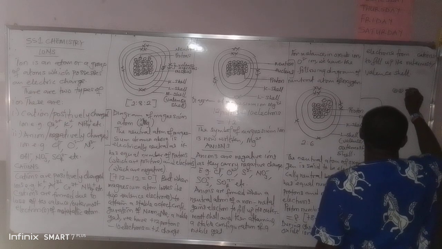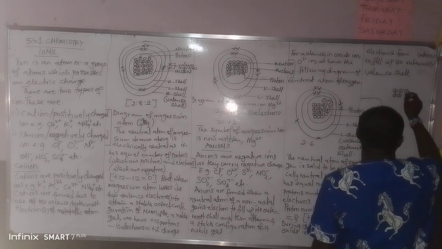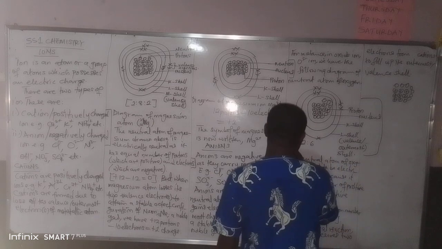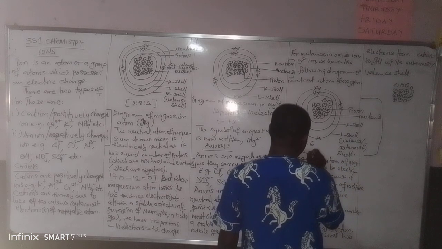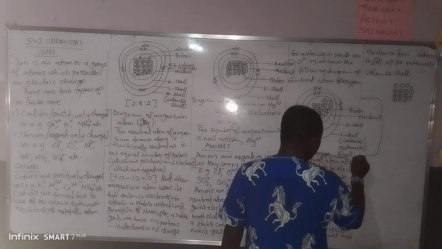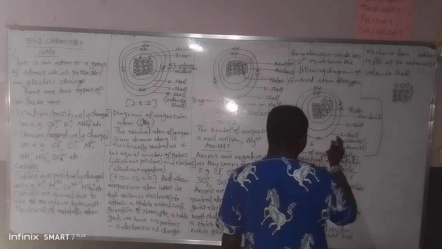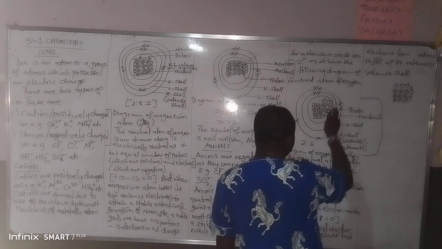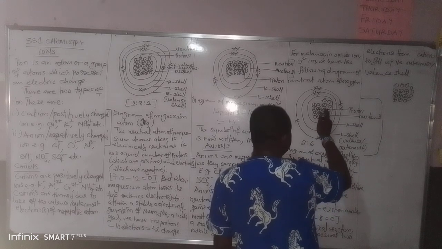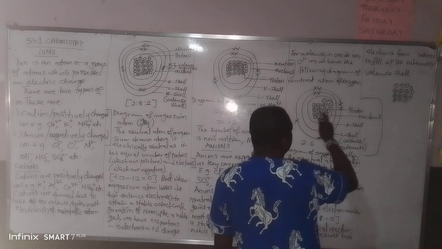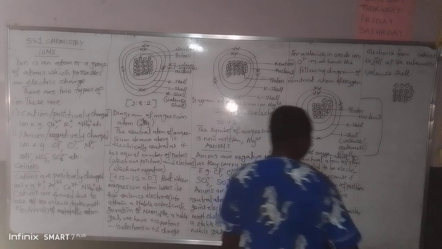You have 1, 2, 3, 4, 5, 6, 7, 8. 1, 2, 3, 4, 5, 6, 7, 8. So what we have here now is the diagram of oxygen atom, which is O 8 16. So why 16? The 16 is the mass number, which is the sum of proton number and neutron number. 1, 2, 3, 4, 5, 6, 7, 8 proton number. 9, 10, 11, 12, 13, 14, 15, 16, 8 neutron number. So add them together, you have 16.